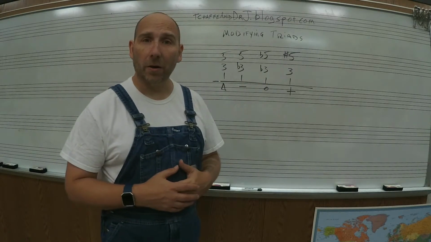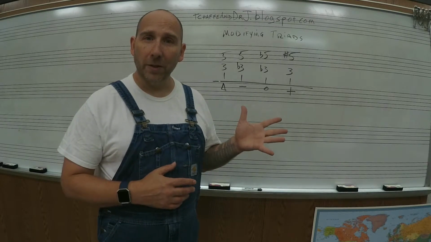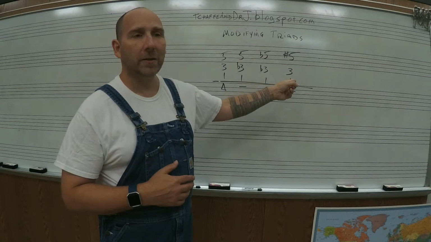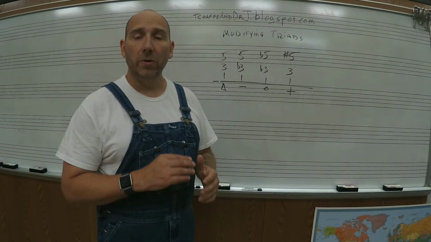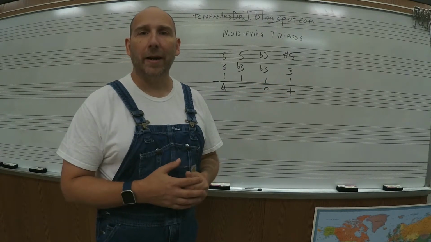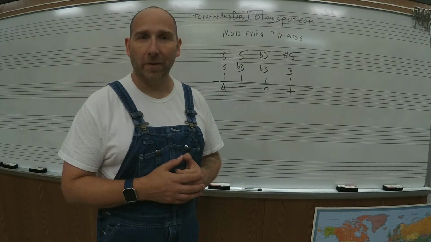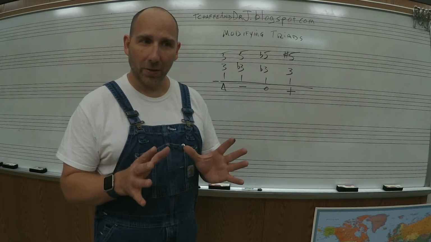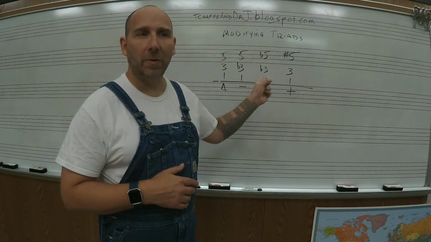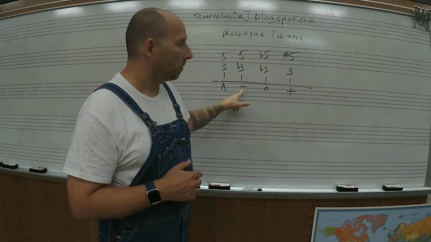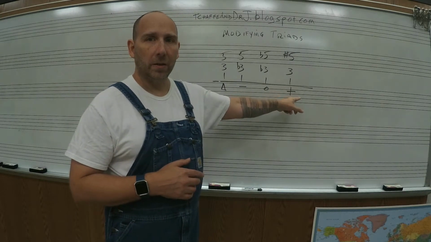Okay, if you know your 12 major triads and you know how to modify each one of them into these four types, you know all of the possible triads that are in Western music. You have mastered all of them by just memorizing those 12 and then memorizing how to modify each of the major ones into minor, diminished, and augmented.